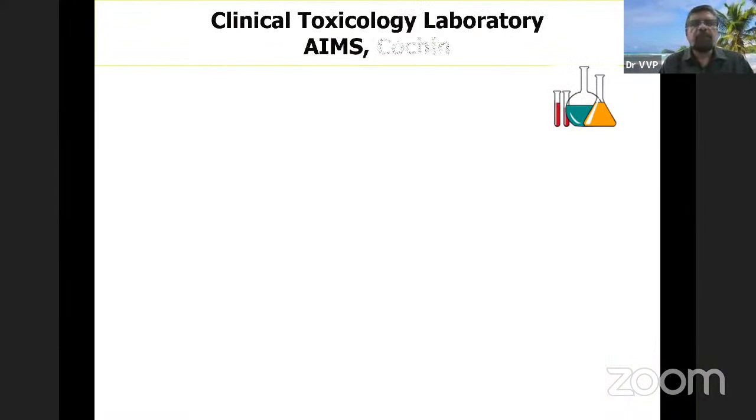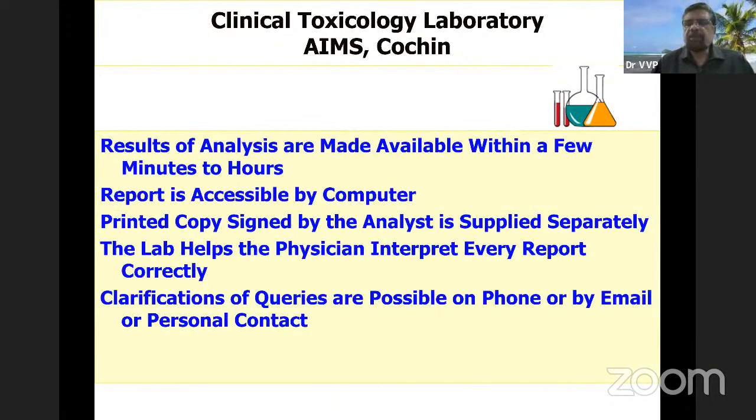And this slide will show you some of the important information connected with our clinical toxicology laboratory. We make sure that the results of analysis are available to the clinician as fast as possible, usually within a few minutes, maximum a few hours. A few kinds of analysis may take several days, sometimes even weeks. For instance, heavy metal analysis, because that is the kind of procedure that is involved. But otherwise, it's usually within a few minutes to a few hours.